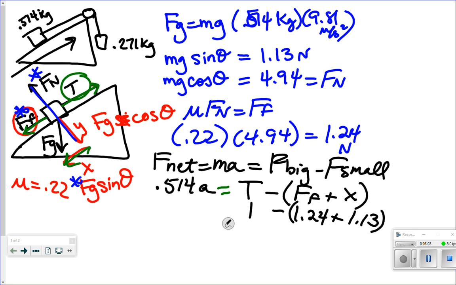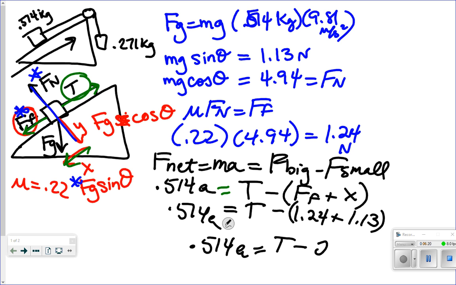You got to be careful about distributing the negative, but in the end, we pretty much have everything we need on this equation. All right, so when I do the work, when I get the final equation, I get 0.514a equals T minus 2.37. Oops, let's make sure we can see that. I must be at the bottom here. All right, let's try that one more time. I'll write it a little bit higher. There we go. 2.37.